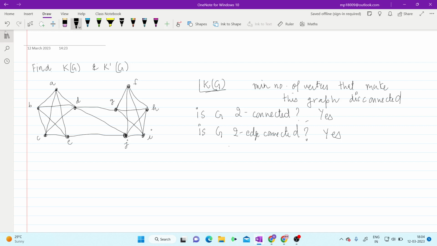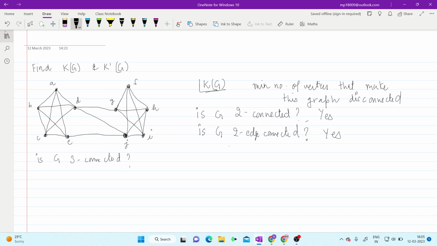So we have to find the connectivity. First of all, we are trying to find the vertex connectivity. So this graph is 2 connected. That means removing one vertex is not making this graph disconnected. But what about removing two vertices? Is G 3 connected? Yes, ma'am.